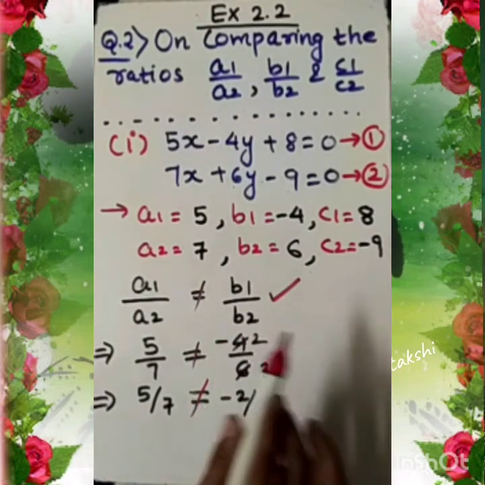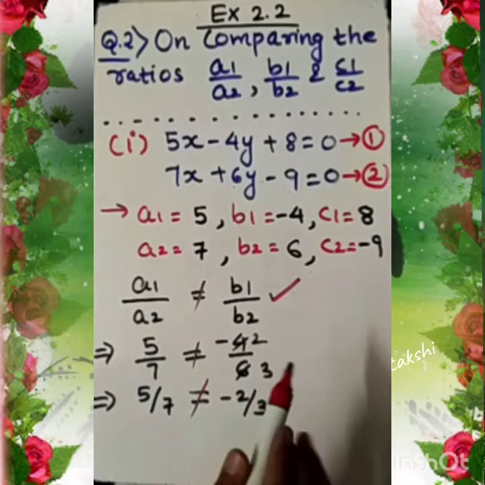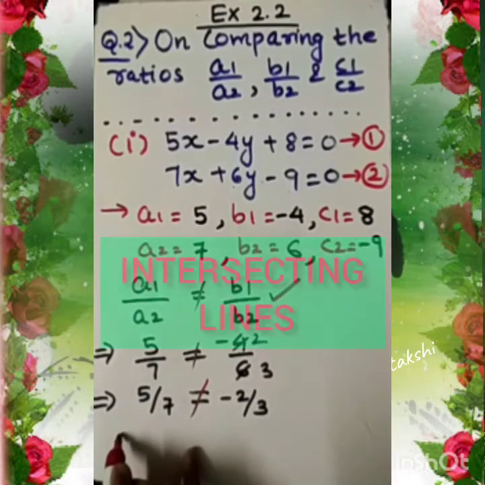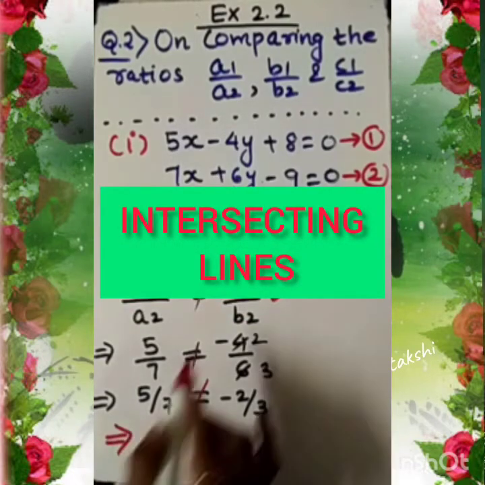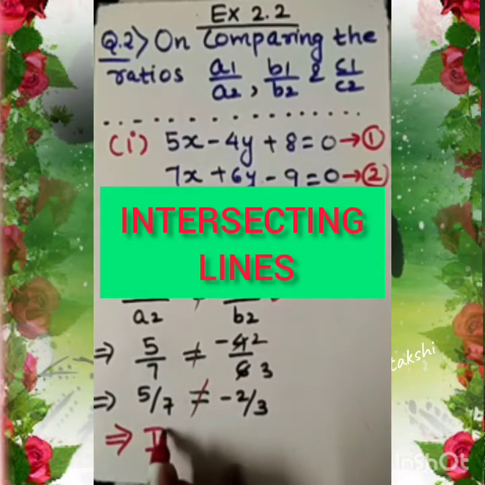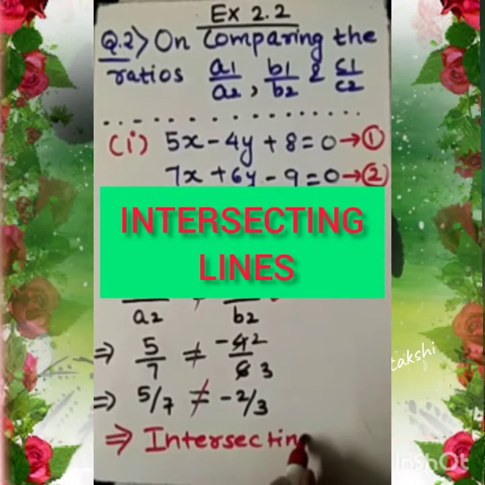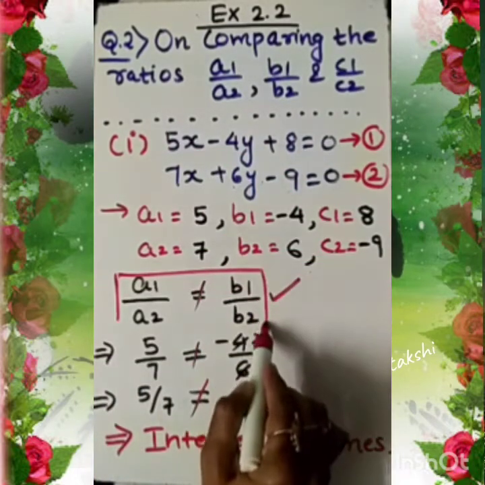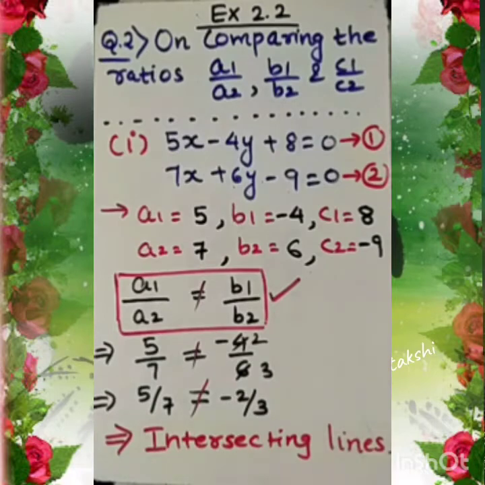Whenever this situation occurs, we know which type of lines we will have as a result. So we can say the lines are intersecting lines. This is the final answer for these two equations. Which type of lines will we have? Intersecting lines. Because a1 by a2 is not equal to b1 by b2, it indicates that the type of lines will be intersecting. Got it?